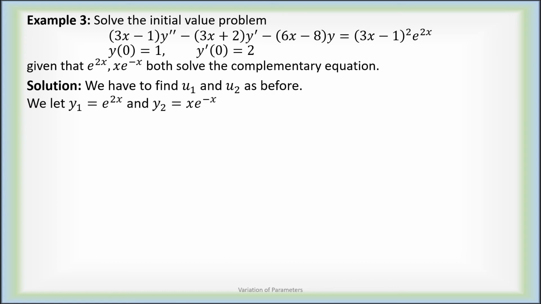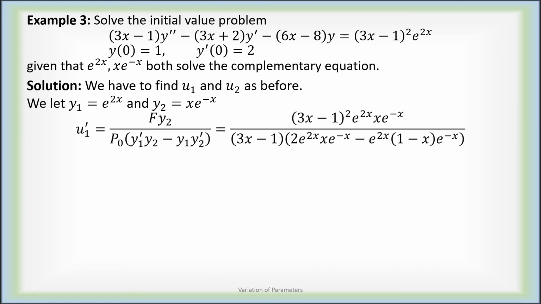We just have to specify from our fundamental set of solutions which one I'm calling y sub 1 and which one I'm calling y sub 2. Well, here is our formula for u1 prime. F is the forcing function, 3x minus 1 squared e to the 2x. y2 was x e to the minus x. P0 is the coefficient on y double prime, that's 3x minus 1. y1 prime is 2e to the 2x, y2 minus y1, y2 prime.